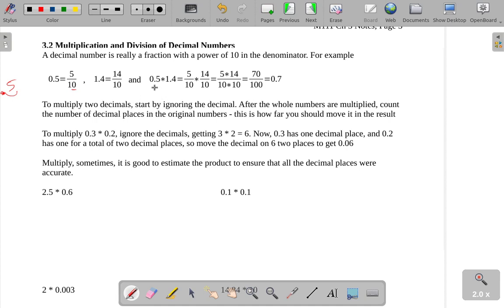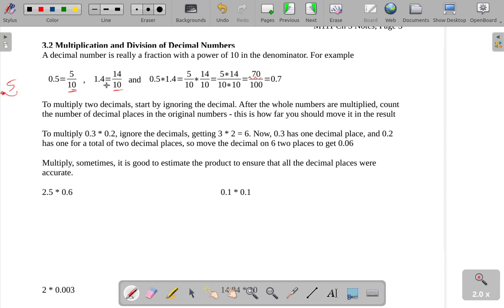The reason I'm talking about these is because of what happens when we multiply 0.5 times 1.4. We can go back and rely on their fractional forms. This is the whole reason I gave the fractional forms here. Since we've already seen how to multiply fractions, we would just do it that way. 5 times 14 is 70, 10 times 10 is 100, so we get 70 over 100. To divide by 100, we move the decimal place over 2 places. So we start from the right of 70, move it 2 places, and end up with 0.7.